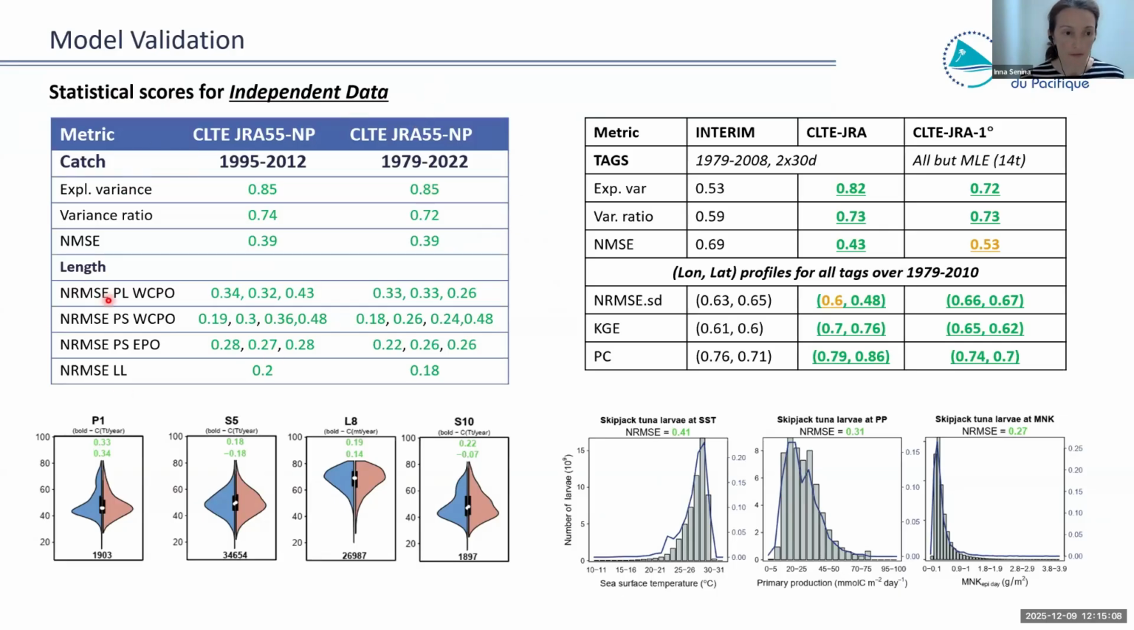And for this, we have a bunch of metrics for the catch lengths, particularly for the tagging data, including the explained variance, variance ratio, normalized mean square error, or root mean square error normalized by standard deviation, the Kling-Gupta efficiency metric, and the pattern correlation, as an example. And of course, we have established some thresholds to say whether this is valid or not.